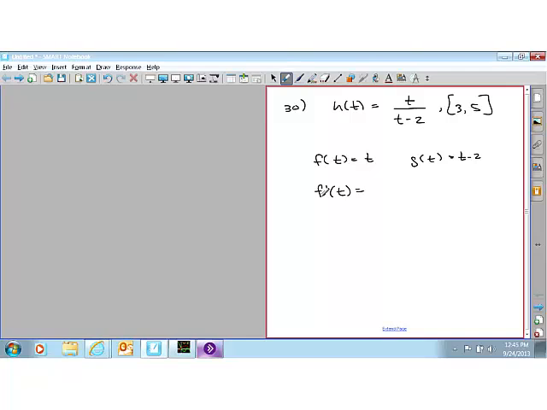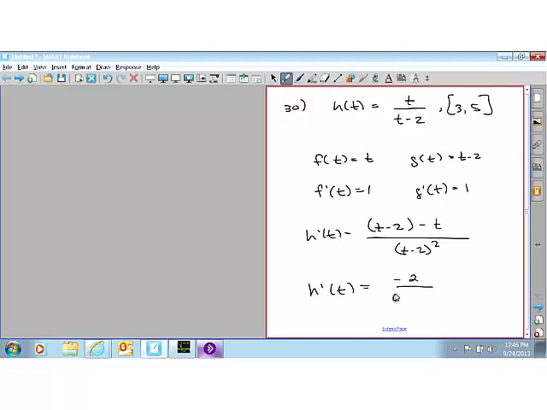So what we can do is take the derivatives, taking the derivative with respect to t. So now we use the quotient rule. So we take this times that, which would be t minus 2 times 1, and we subtract 1 times t, and we divide by t minus 2 quantity squared. And we'll go ahead and fix up the numerator. So the t's cancel out, so you just end up with -2 over t minus 2 squared.